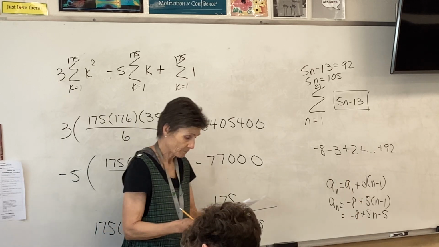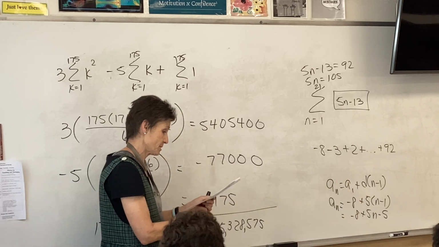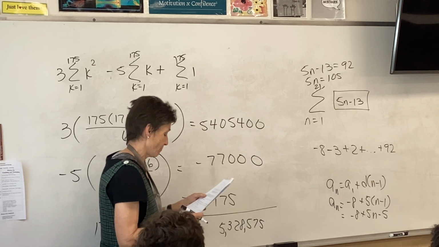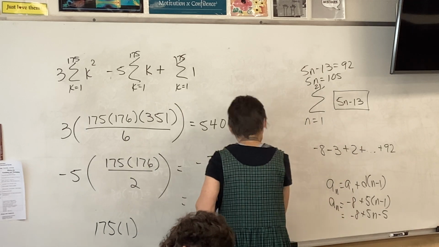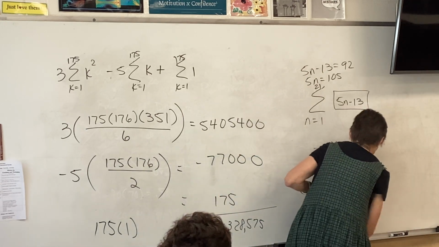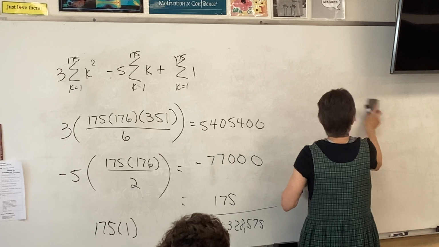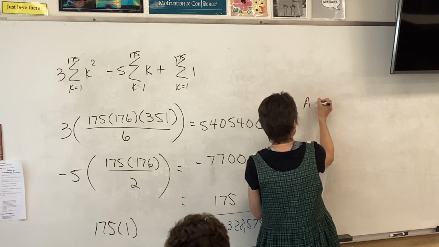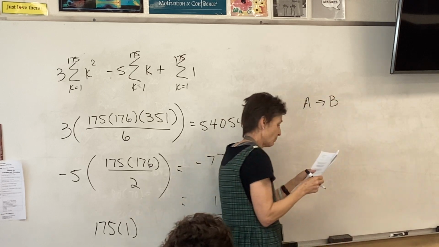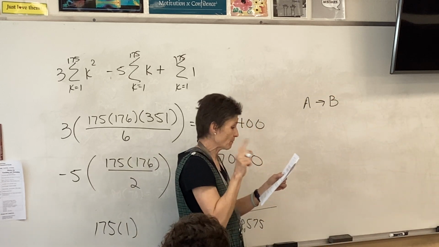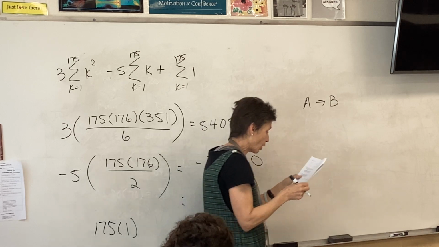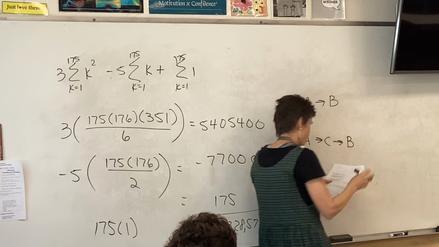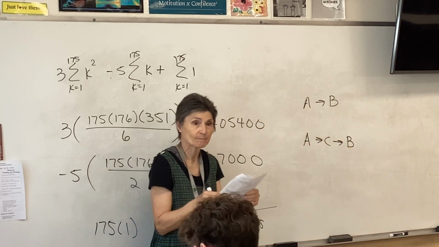Yep, Leah? Can you do 16? 16, airline flights. How many routes are possible? All right, so we're going from A to B. We can get there directly, straight from A to B, or we can go from A to C and then C to B. Do you understand if that's what the problem is saying?